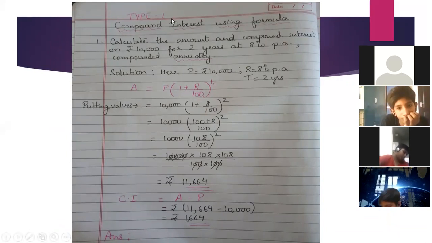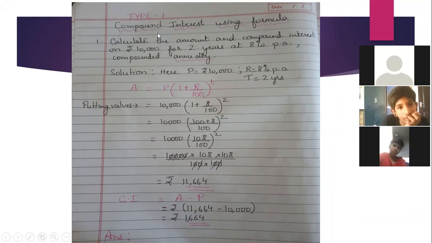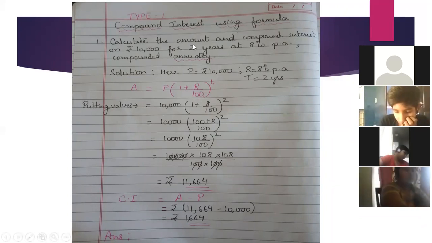So now type 1 is that we have just got introduced to the formula. Compound interest using formula. Calculate the amount and compound interest on rupees 10,000 for 2 years at 8% per annum compounded annually. Very, very simple situation. I've been given the principal, I've been given time, I've been given rate percent, and my interest is compounded annually. Very, very normal situation.